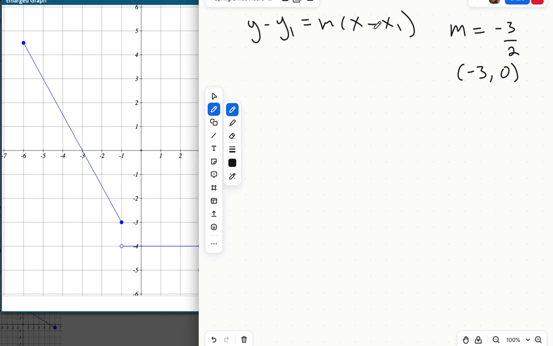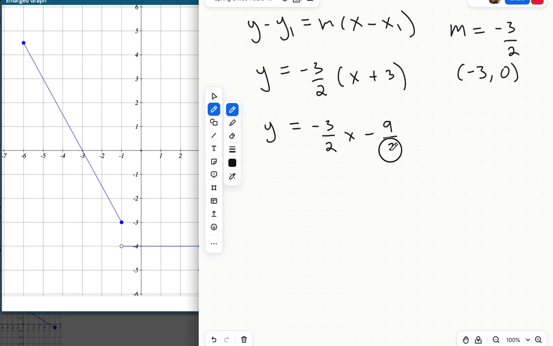So putting these into my point slope form, we'll have y minus nothing, so that's just y, which is why I like the one with the 0. m is negative 3/2. x minus x1 is negative 3, so let's write that as a plus 3. And then we'll go ahead and distribute that. And y equals negative 3/2 x, and then that would be minus 9/2.